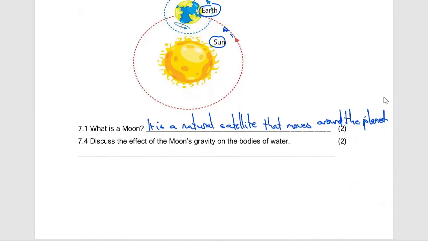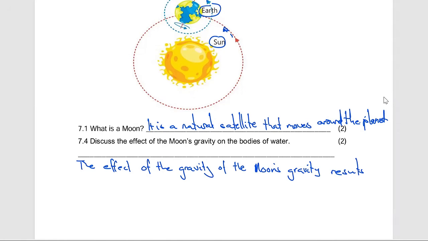bodies of water. So the effect of the moon's gravity results in the formation of tides, like that. So that's our answer there for 7.4.